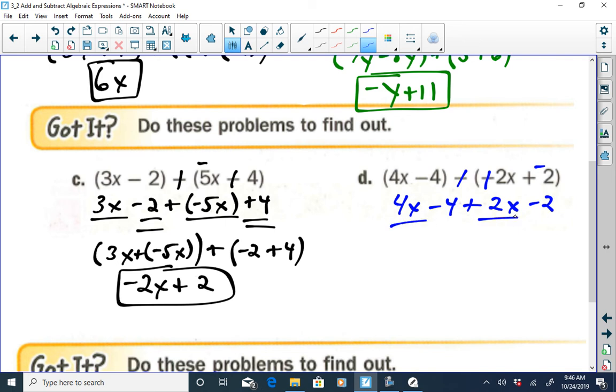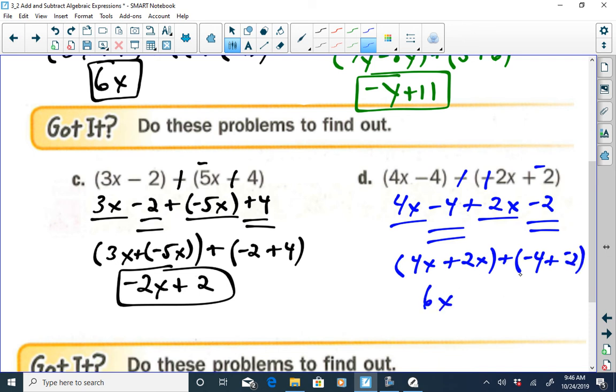Next, identify the terms that are like terms. Next, we group our like terms. 4x plus 2x plus negative 4 plus the negative 2. 4x and 2x is 6x. Negative 4 and negative 2, right? That's going to be negative 6. So 6x minus 6 would be our answer.